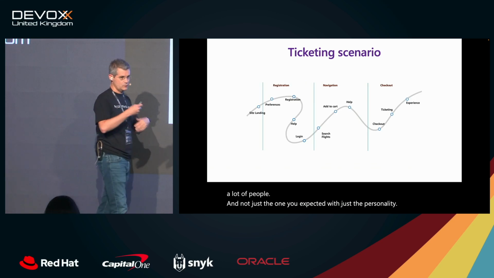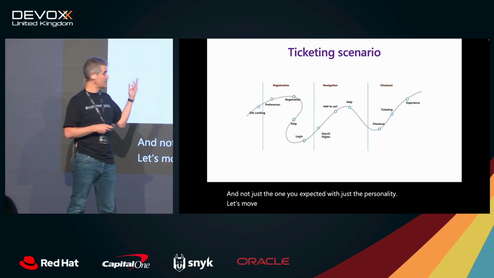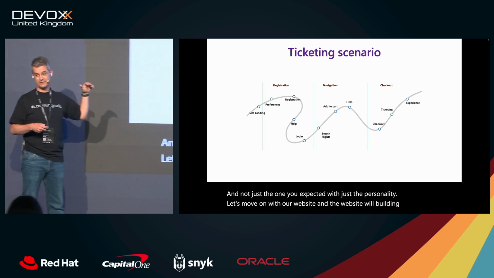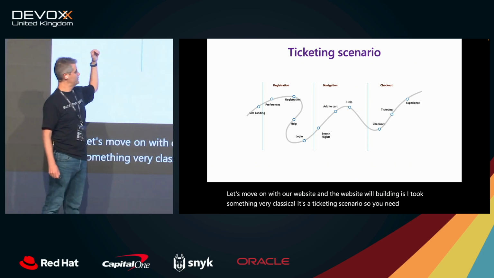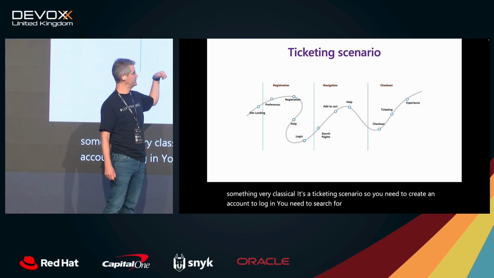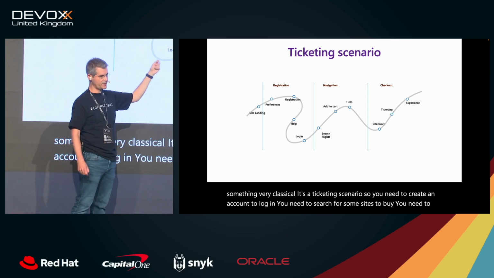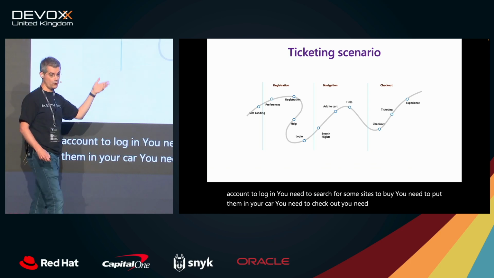Now let's move on with our website. And the website we're building is something very classical. It's a ticketing scenario. So you need to create an account, you need to log in, you need to search for some flights to buy, you need to put them in your cart, you need to check out, you need to pay. That's a whole workflow.